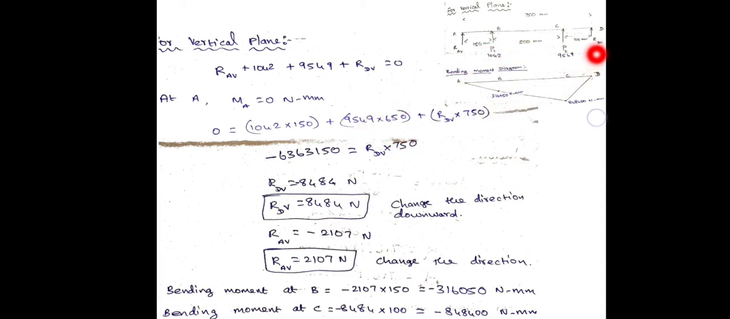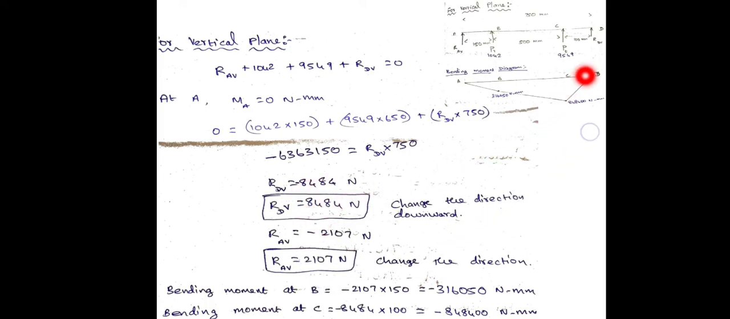Next RAV. Sorry, RDV, the vertical reaction force on point D. RDV into the distance between D and A, which is 750. So I got the answer in minus: RDV is equal to minus 8484 Newton. Since I got the answer in minus, I have to change the direction.